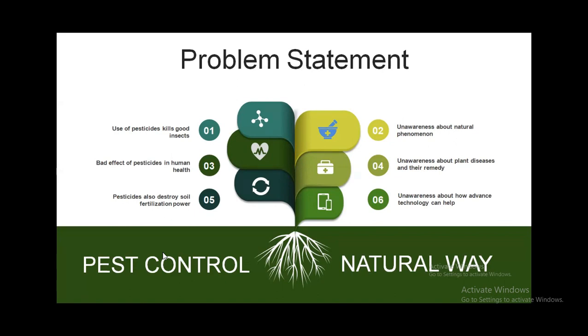So our problem is basically that our farmer friends are not very much aware of how to identify those good insects in the field. We are trying to give them a way to identify those good insects with the help of technology so that they can limit the use of pesticides over their field. So this is my problem statement. Unawareness about natural phenomena, unawareness about plant diseases, and unawareness about how advanced technology can help them limit the use of pesticides.